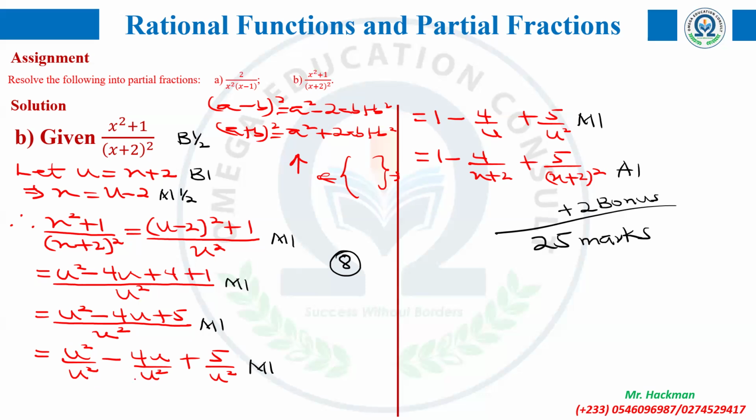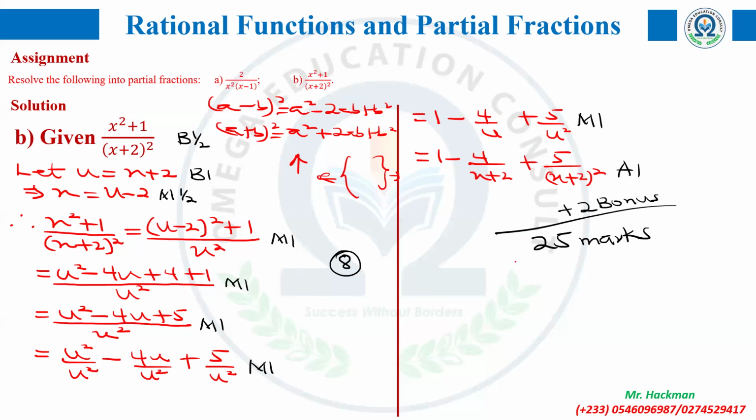Then minus, okay, this u will cancel one of the u's in the denominator, so I'll get 4 over u. Then plus, here you can't cancel anything. So at this point, you cannot conclude in u. The u has served its purpose. So you go and substitute back. So that gives us 1 minus 4 over u, your u is s plus 2, plus 5 over u squared, and u is s plus 2 all squared. So this gives you A1.